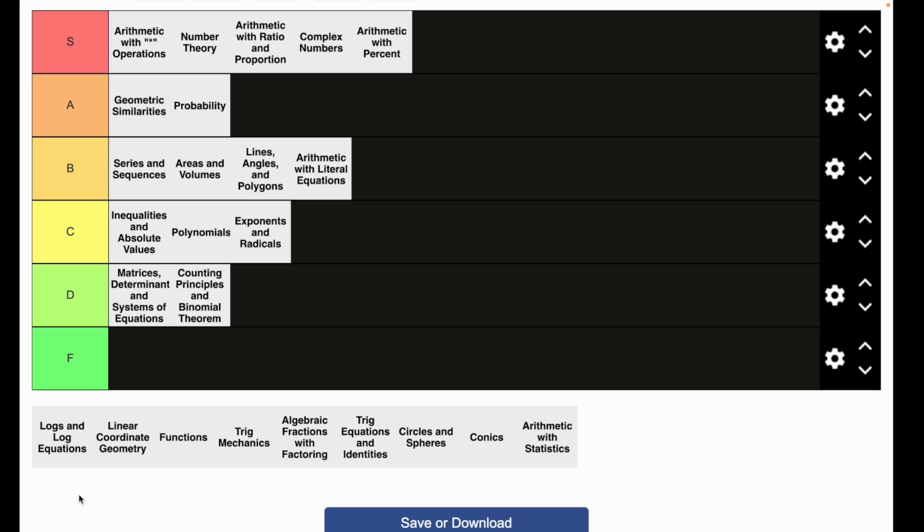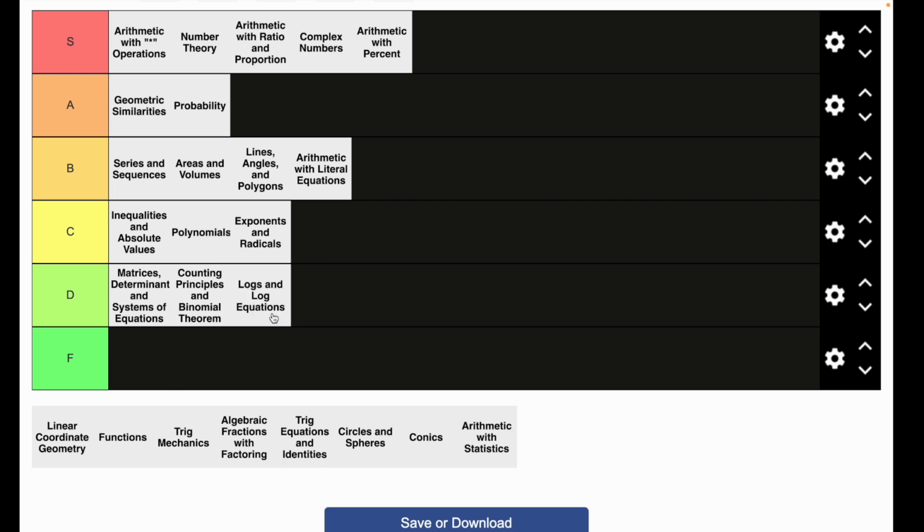You don't usually learn logarithms till pre-calc, and sometimes maybe not even until calculus. And so there's a lot going on with them, and it's like exponents and radicals, but raised to the extreme. And so logs and log equations is D tier for me.